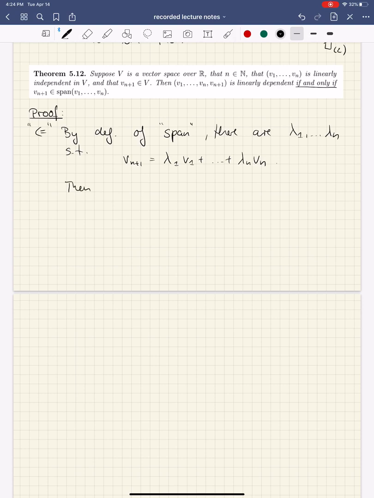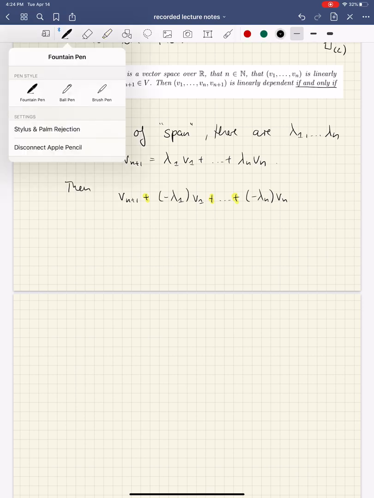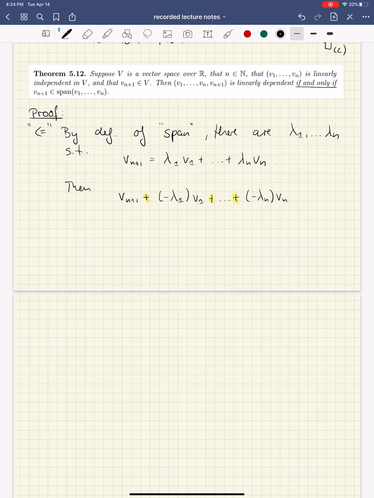So then let's put it all to one side. So we have v_{n+1}, and then we have plus minus lambda 1 v1 plus all the way up to plus minus lambda n vn. See how I don't write minus here? I want to be careful. These are not minus signs, because we didn't define minus on a vector space. And this will be equal to 0.